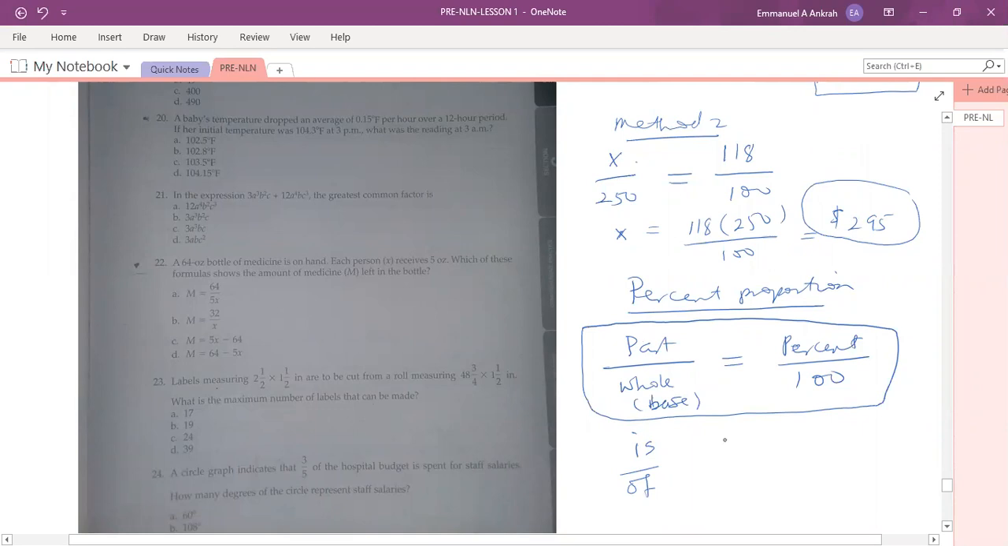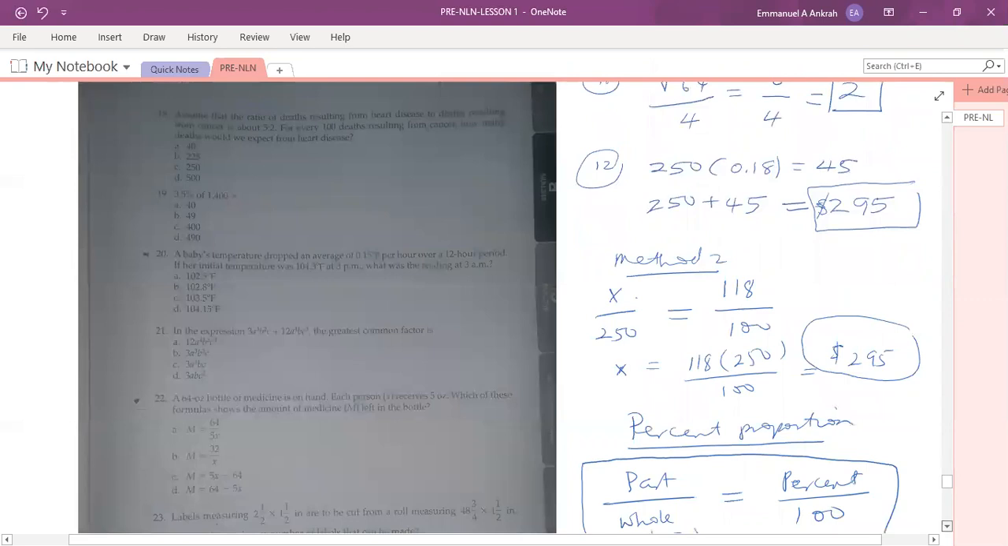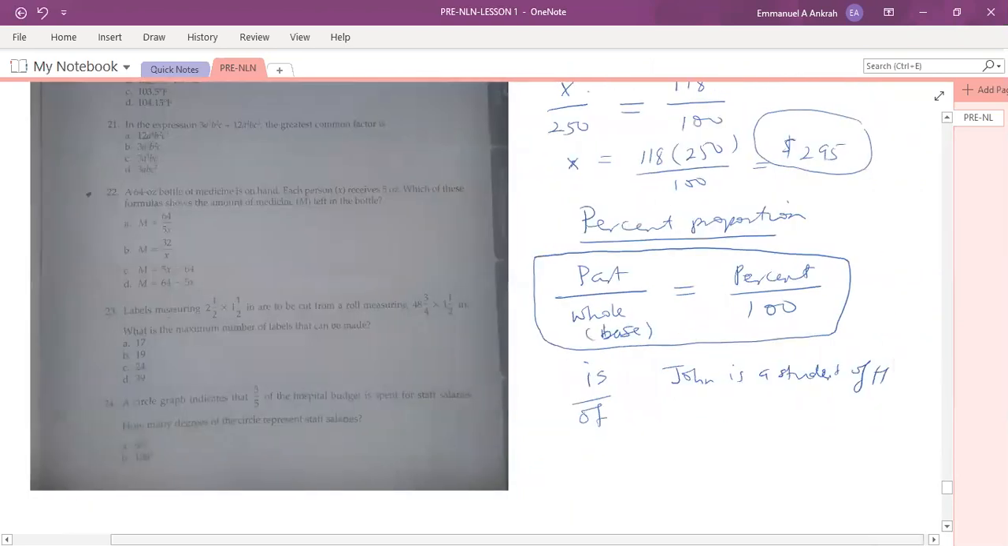For example, if I say John is a student of Hudson County Community College, then John is, that's a part, and the "of" is like the base that you're working with. So in every question, you want to identify the portion that is "is" and the portion that is "of," right?